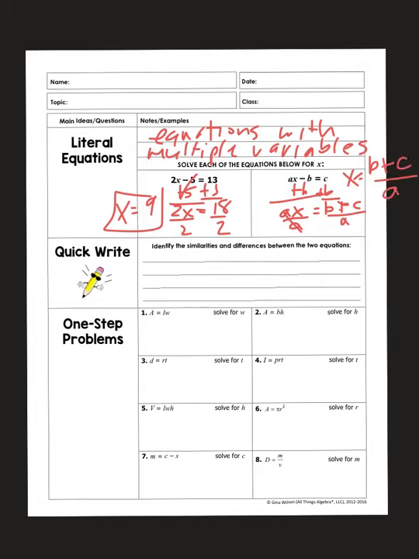Very simple, right? It's the same. We got rid of negative 5. We got rid of b. So in both of those examples, it's like the constant. And then we got rid of 2 by dividing, and in this example of the literal equation, we got rid of a by dividing. It's the same process, okay? So, the similarities. Both use opposite operations to isolate, or inverse operations.